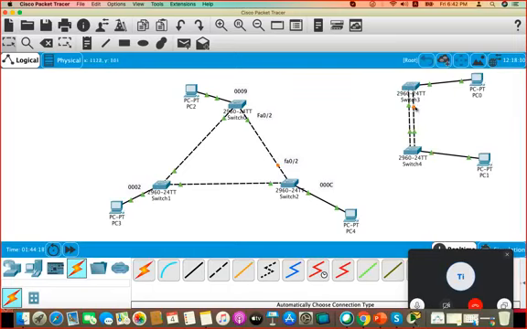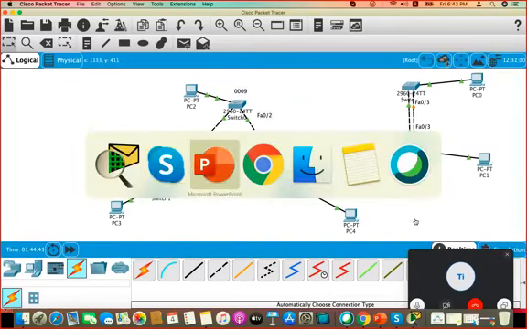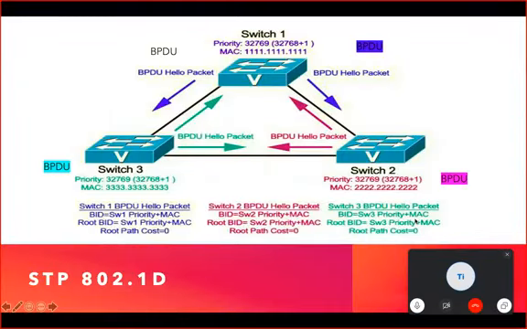If this orange light will not be there, this is a blocking port. If all the ports are green, all the ports are in the forwarding state, then the frames will go up, then go down, then go up and go down. So three things will happen: duplication of frames, MAC table instability, and broadcast storm. Correct? Okay, fine.